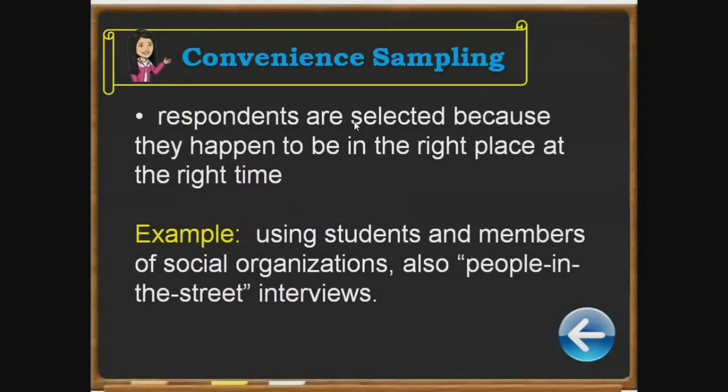What is convenience sampling? Respondents are selected because they happen to be in the right place at the right time. Example, using students and members of social organization, also people in the street interviews. Let's say, for example, I will conduct a survey to students about online class problems. So, ang kukunin kong sample, kung sino lang yung online, kung sino lang yung laging may data, sa kanila ko ipapasurvey yung questionnaire ko. So, I will message the student kung sino lang yung mga online, laging online. So, sila yung sample data.